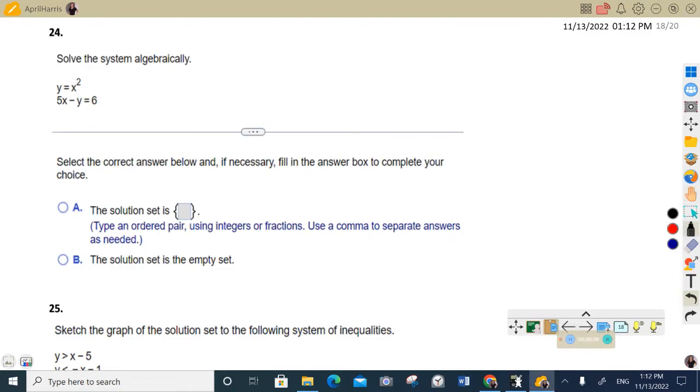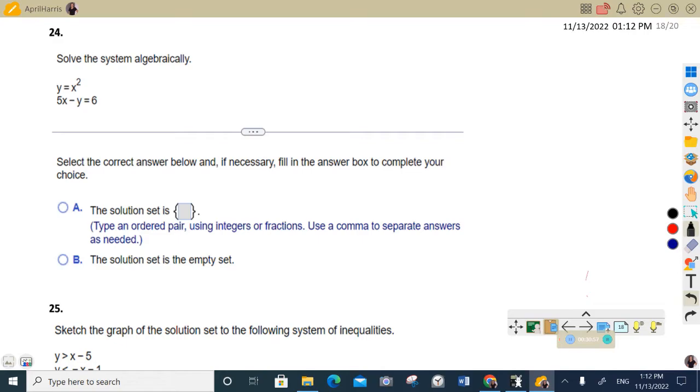Okay, number 24 says solve the system algebraically. I notice my first equation is a parabola, my second is a line. The reason why I know it's a parabola is because it's x squared, degree 2, so it's a parabola or quadratic, and the bottom is x to the first, so it's degree 1, it's linear.